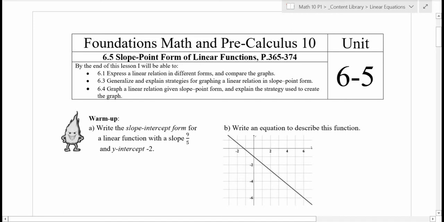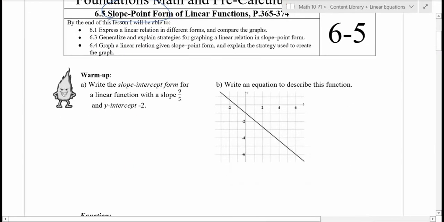All right, welcome back to the fourth lesson of this unit. Last time we looked at the slope-intercept form of linear functions. Today, we're going to be looking at the slope-point form of linear functions. But actually, before we do, let's quickly review. Slope-intercept form, recall, was y equals mx plus b, where m is the slope and b is the y-intercept.